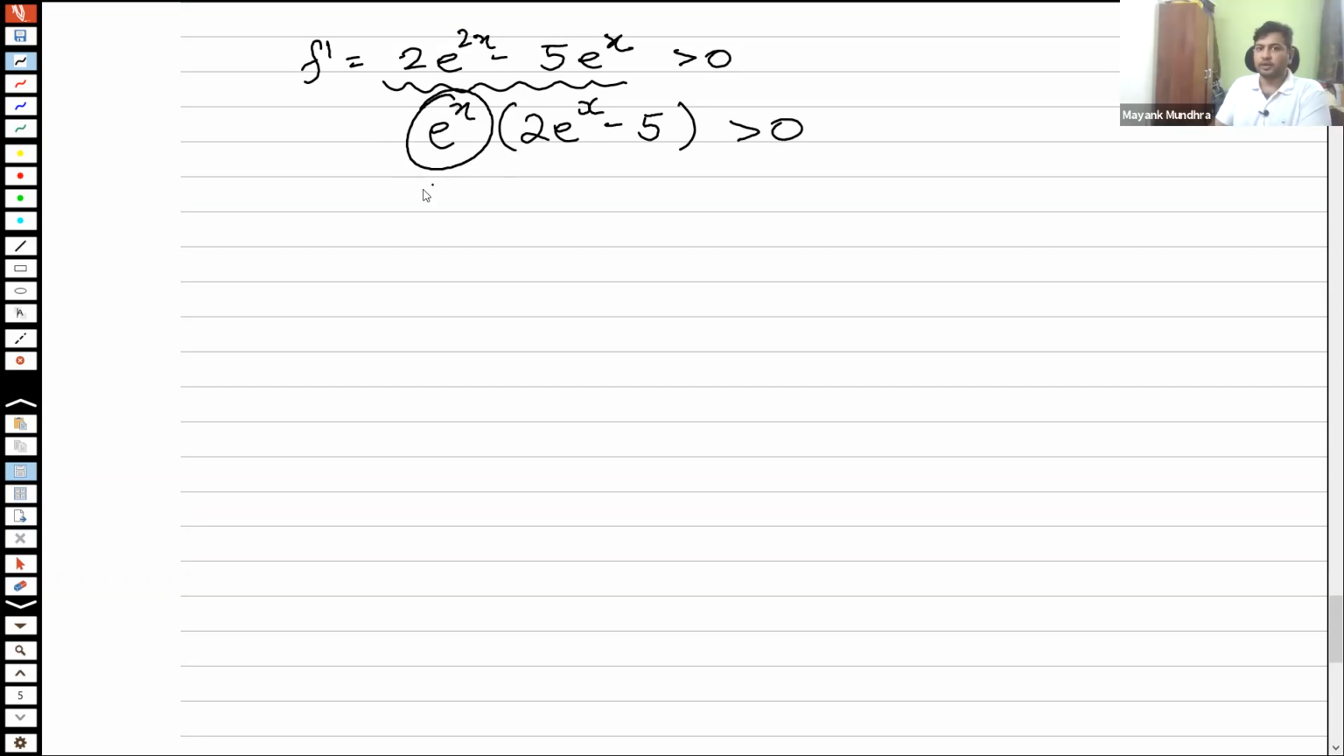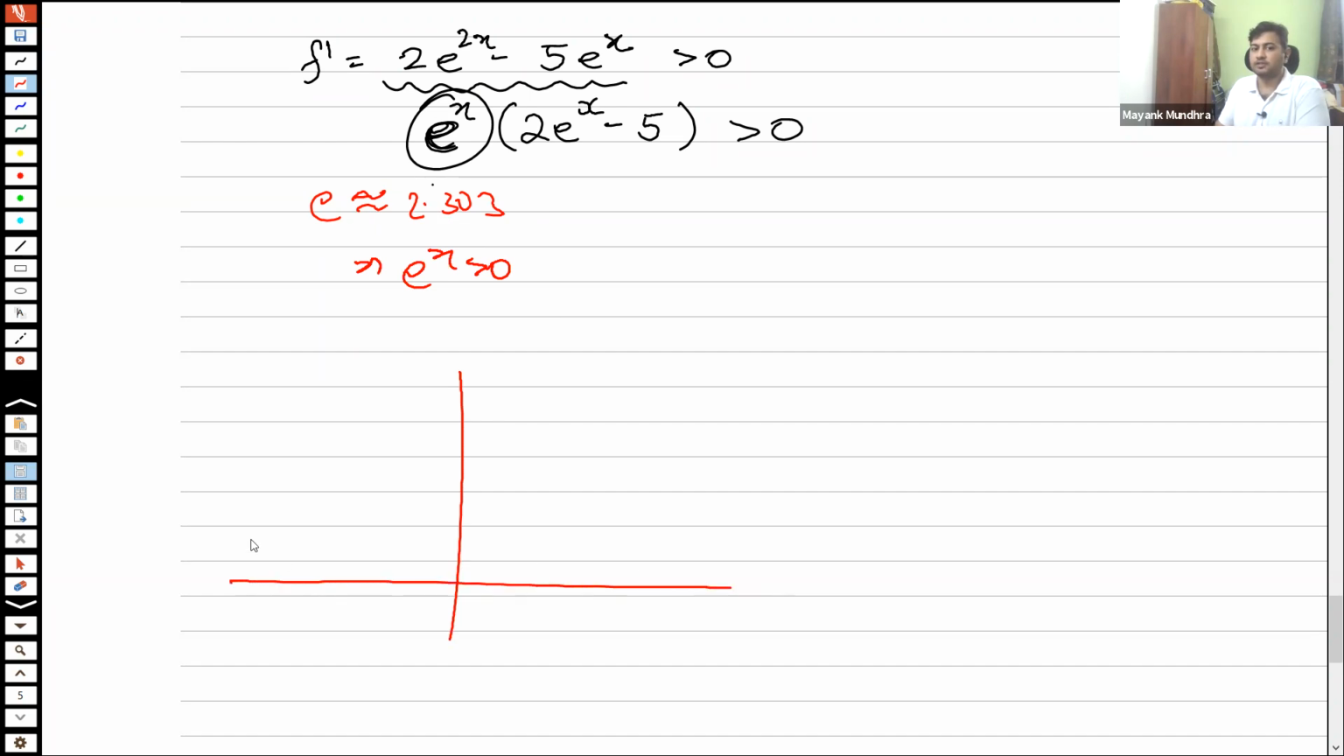First of all, e to the power x. E to the power x is always positive, right? Because it cannot be negative. E is a positive number, which is roughly 2.7 something. A positive number to any exponent is always positive.